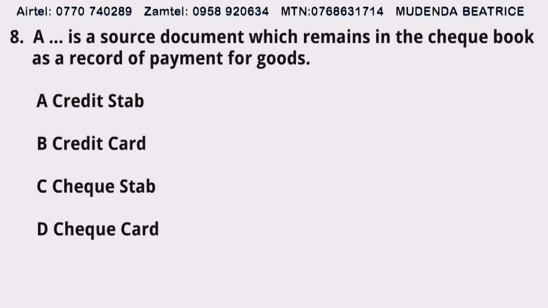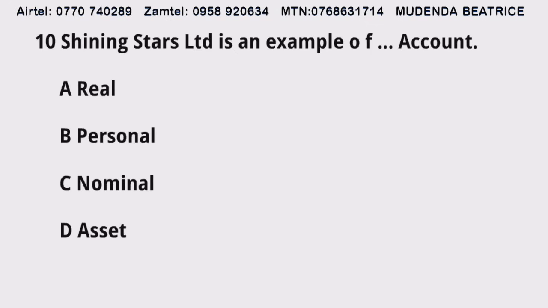Question 8 was as follows. A dash is a source document which remains in the checkbook as a record of payment for goods. A. Credit stub. B. Credit card. C. Check stub. D. Check card. So the correct answer is C. Check stub.